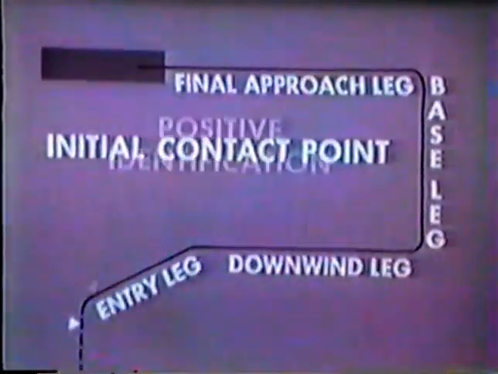Certain events occur in a logical sequence which the pilot must anticipate. The first event is the initial contact point, followed by positive identification. Then the controller issues the altimeter setting and missed approach and lost communication procedures.